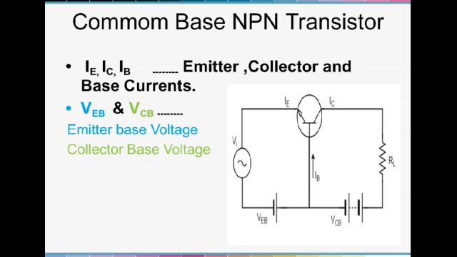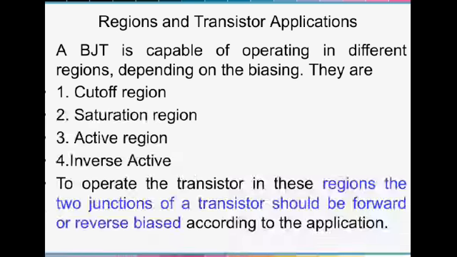Here IC, IE, IB are collector current, emitter current and base current. VEB and VCB are input and output voltages. VEB stands for emitter base voltage at the input side and VCB stands for collector base voltage at the output side. VI is the input voltage, RL is the load resistor.